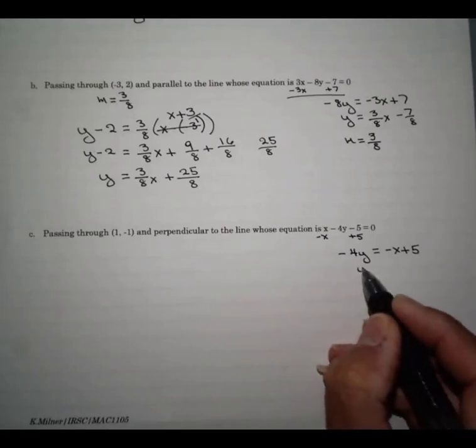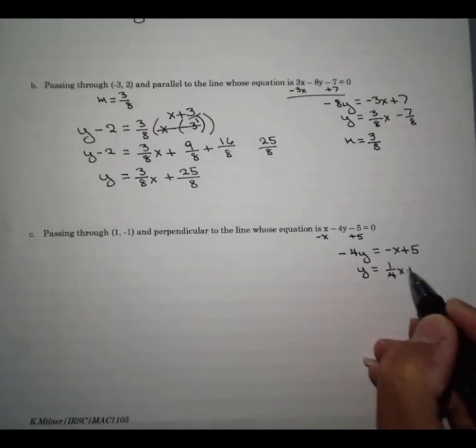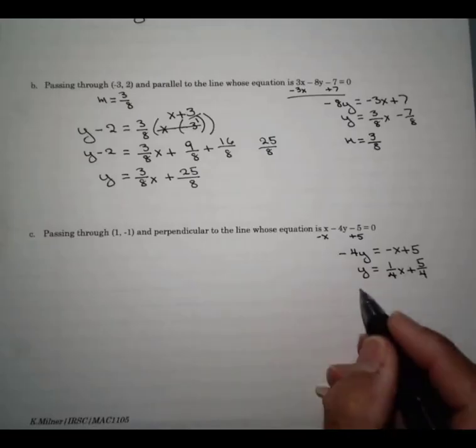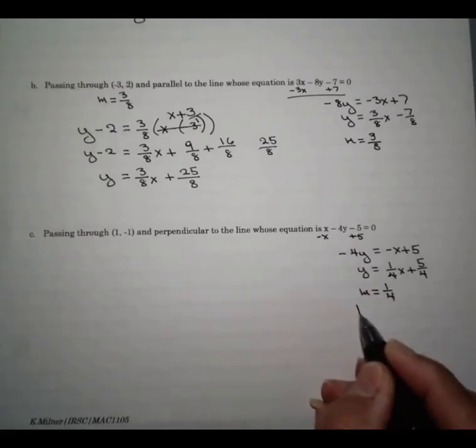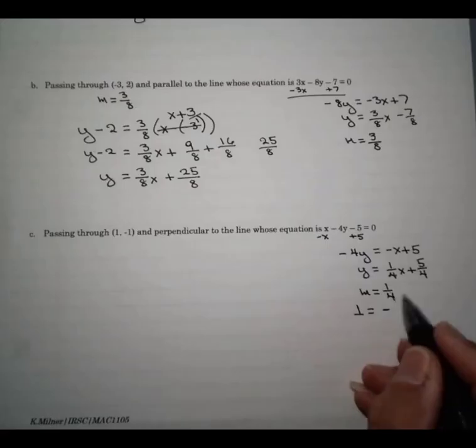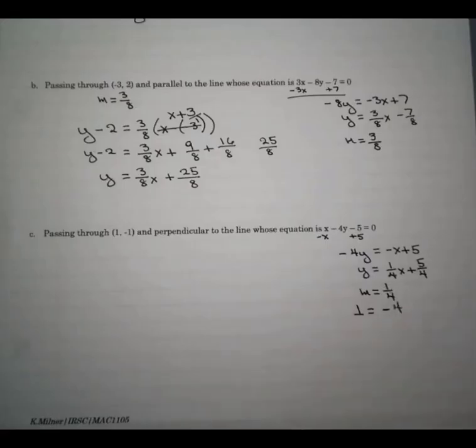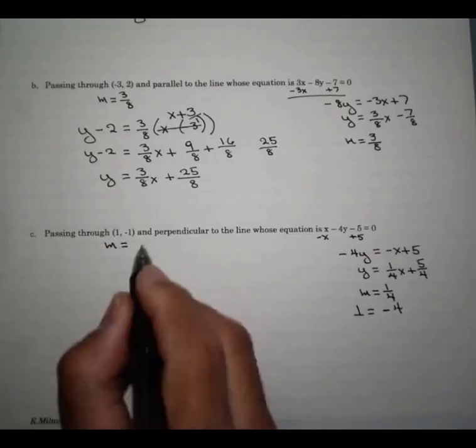I'm going to divide everything by negative 4. And when I do, I end up with a positive 1/4x, and I end up with a y-intercept of 5 divided by 4. So what is my slope for this line? It's 1/4. My perpendicular slope has to be negative since this one's positive, and I flip it around and say 4/1, which is 4. So what slope do I want? I want a slope of negative 4.